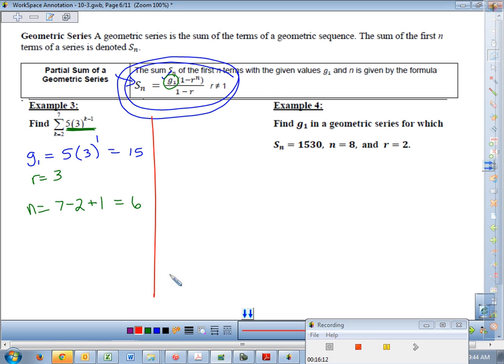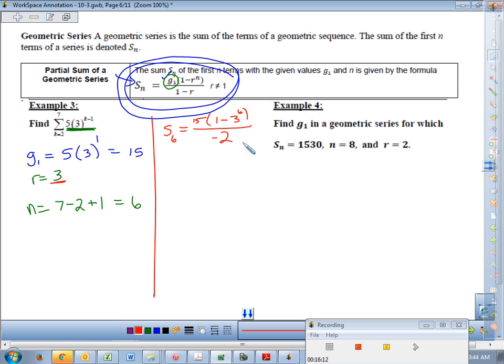Now we'll substitute in. I'm not going to write that thing down. I know what we're trying to do. We're trying to find this sum, right? So the sum of the first, how many terms do we have? 6 terms will be the first term that we started with, which was 15, times 1 minus r to the nth power, which is what power? 6, all over 1 minus r. Well, what's 1 minus 3? Because r is 3, right? 1 minus 3, which is negative 2.